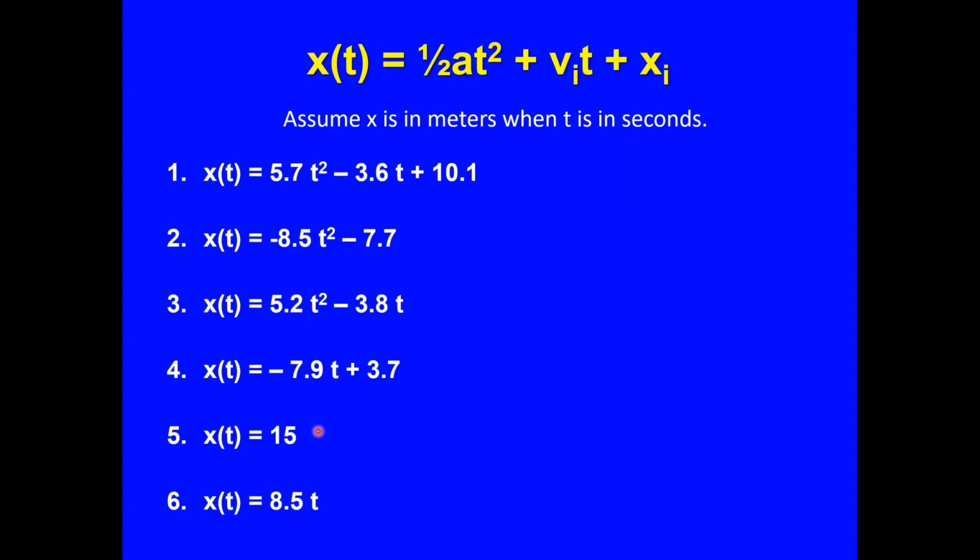So numbers 4, 5, and 6 all depict objects that are moving with a constant velocity, no acceleration. These are linear graphs. 1, 2, and 3 have acceleration. The objects are changing their velocities. Those are parabolas. The graphs curve.